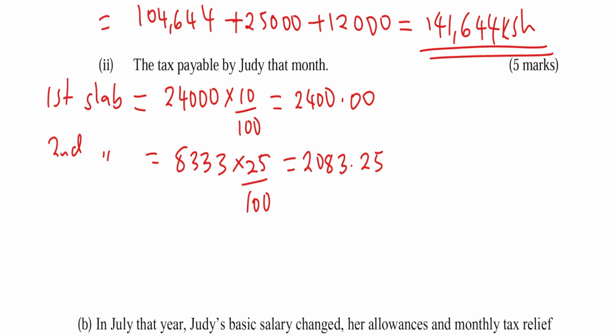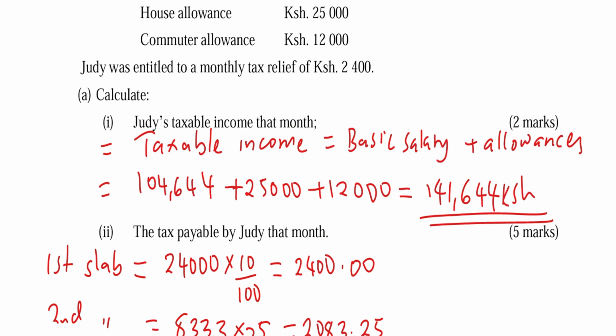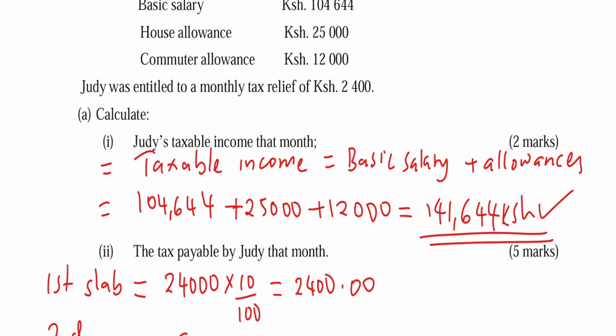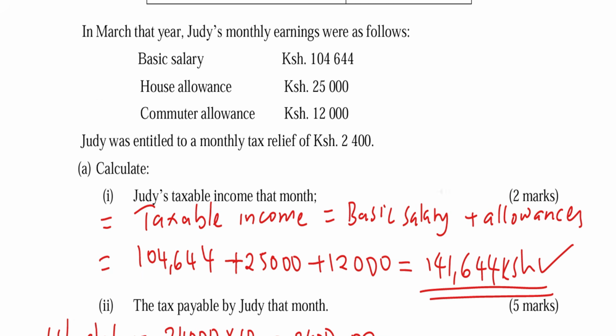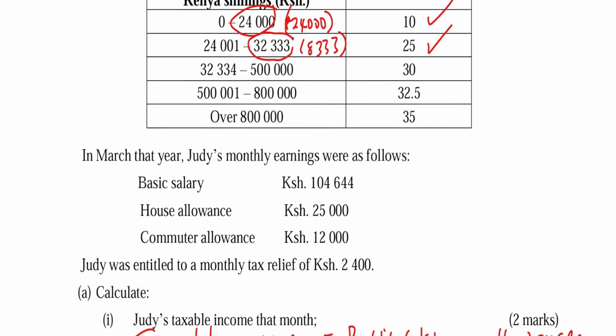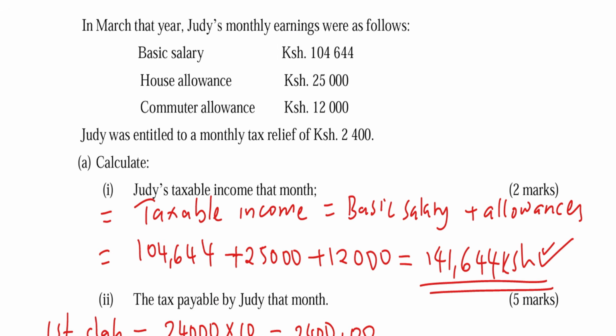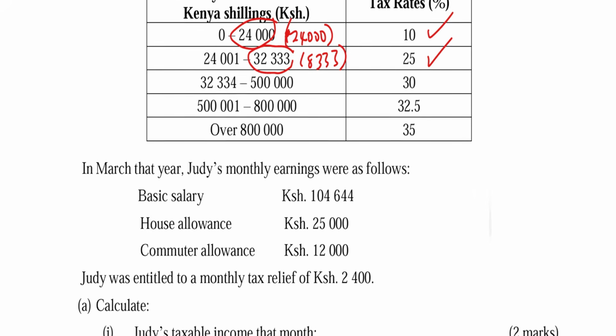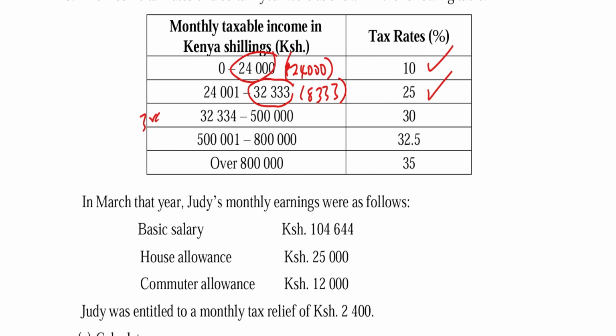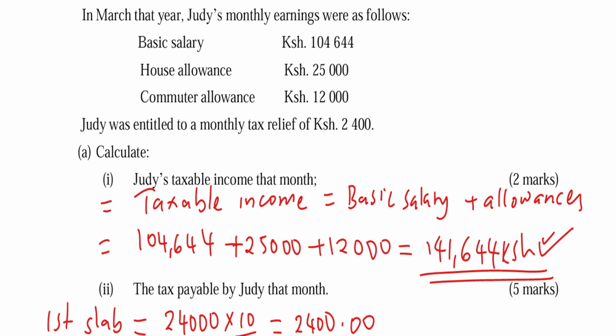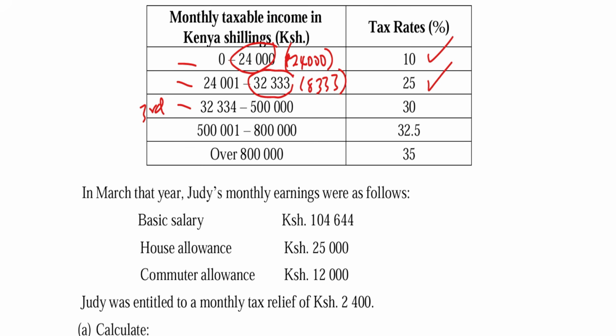You see? It's easy. Now, before anything, you need to find which slab this amount reaches. I'm just doing the tax, but before even finding taxation, you need to know which slab this amount, which is our taxable income, falls in. So you see it is 141,000, so it is in the third slab. So we did the tax for the first, second. Now the last calculation will finish at the third slab. And now how do you get the amount that's in the third slab? You take the total, which is 141,644, minus 32,333 again.